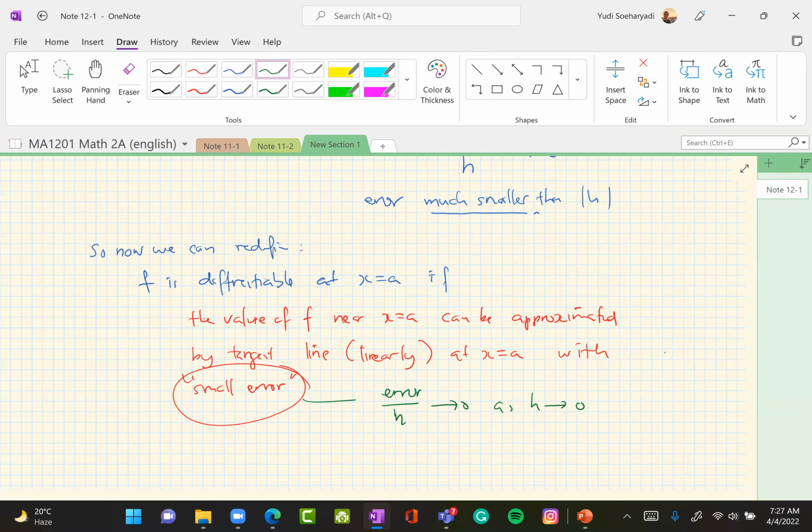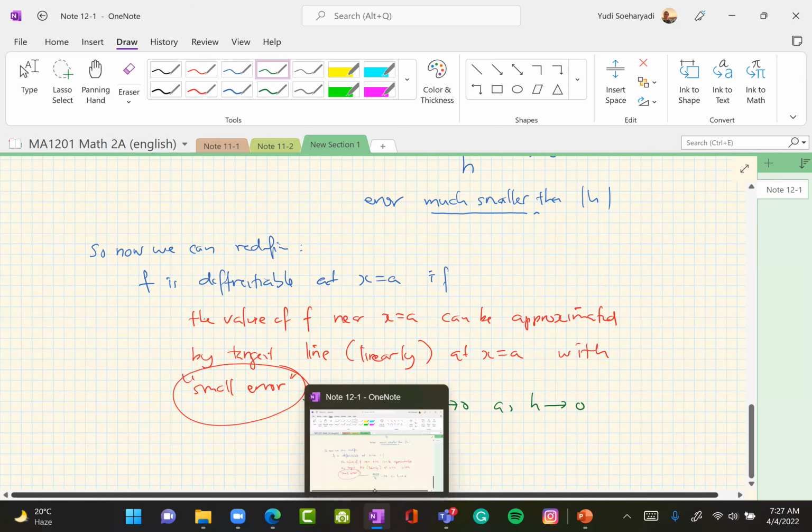Okay, let me just close this OneNote. I have a problem with this. I have to reset this OneNote. Let's see.